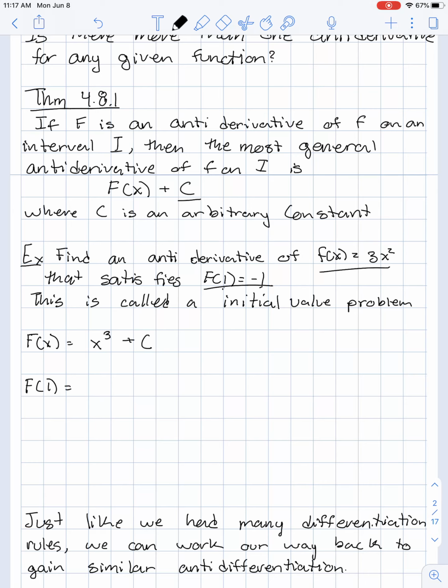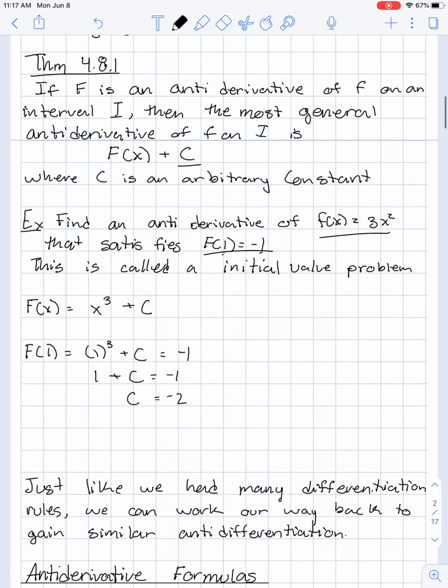All right, I'm going to plug it in. So f of 1 equals 1 cubed plus c, just a constant, equal to, what's it equal to? Negative 1. All right, so then this is just 1 plus c equal to negative 1. So c will equal negative 2. We can then conclude that big F of x is equal to x cubed minus 2.